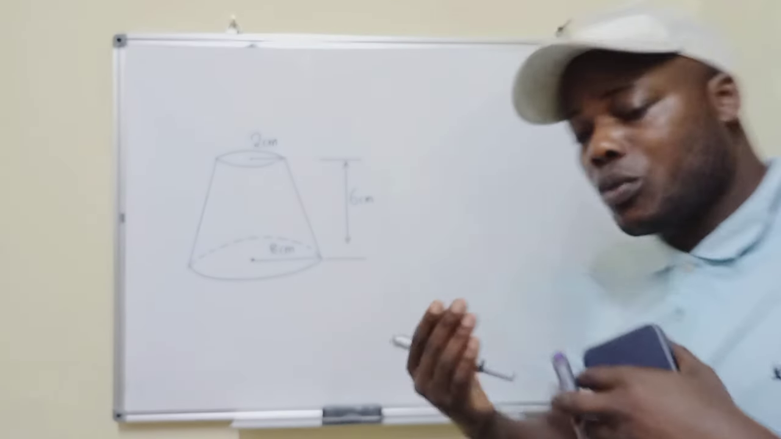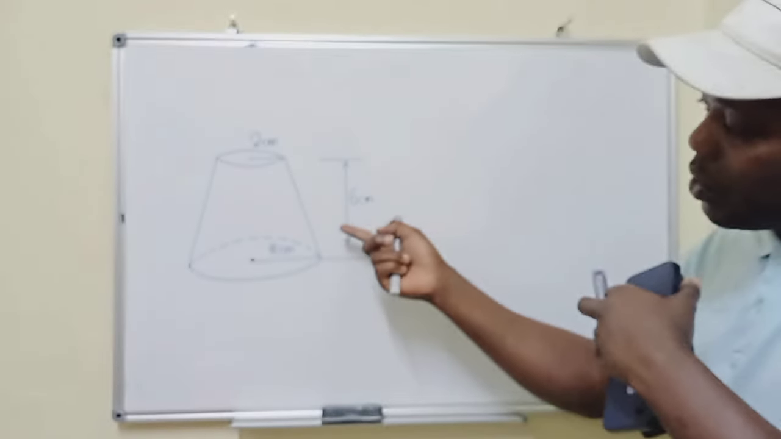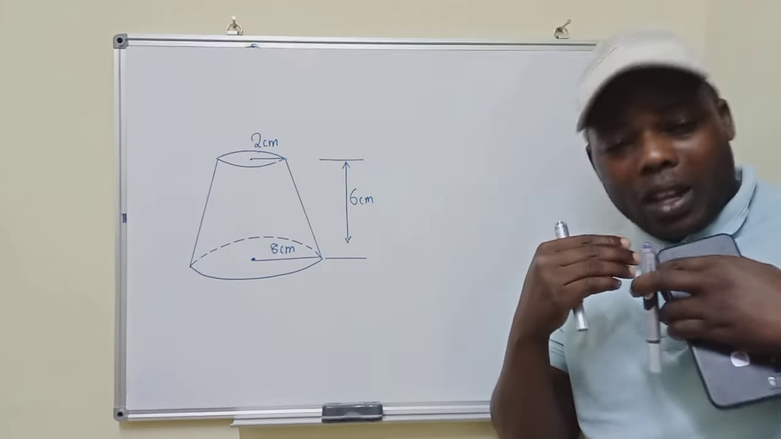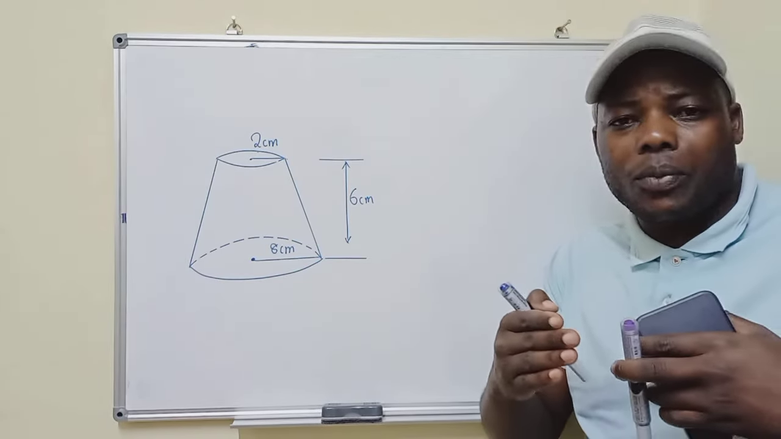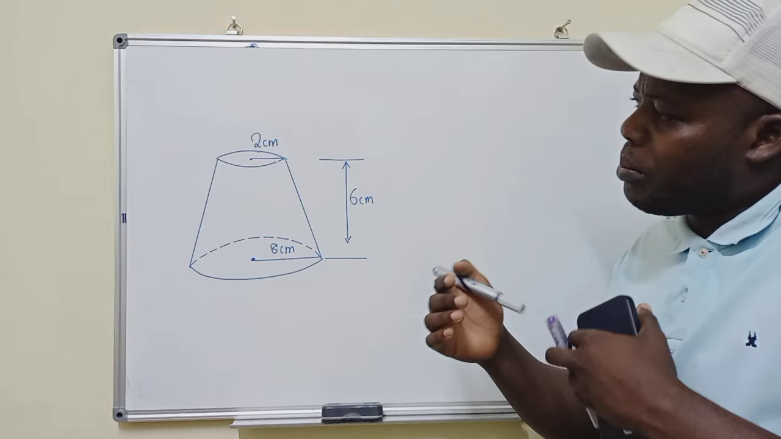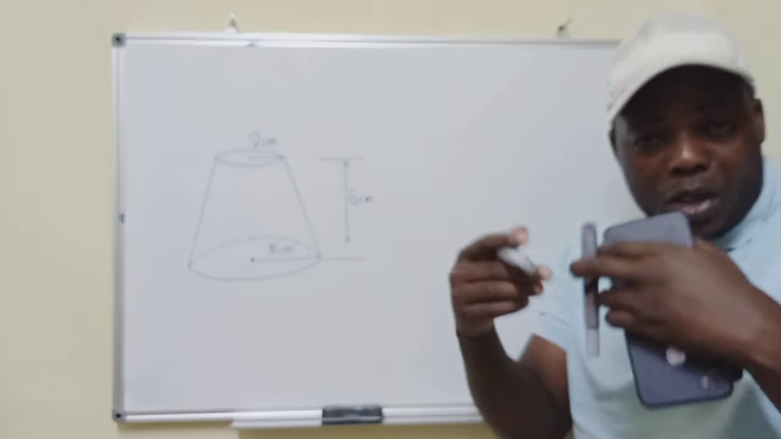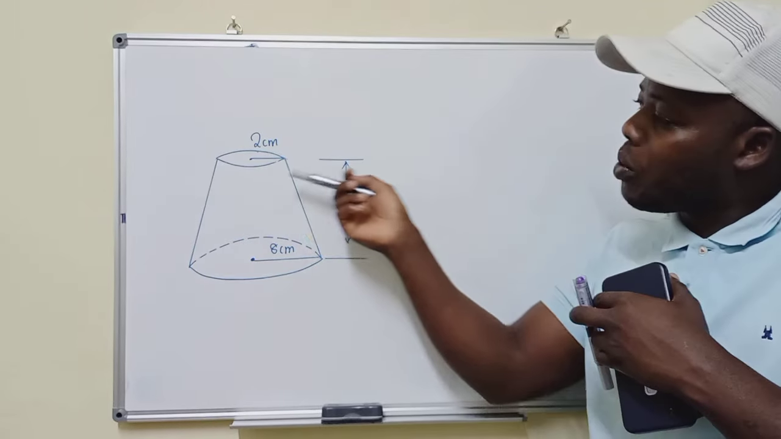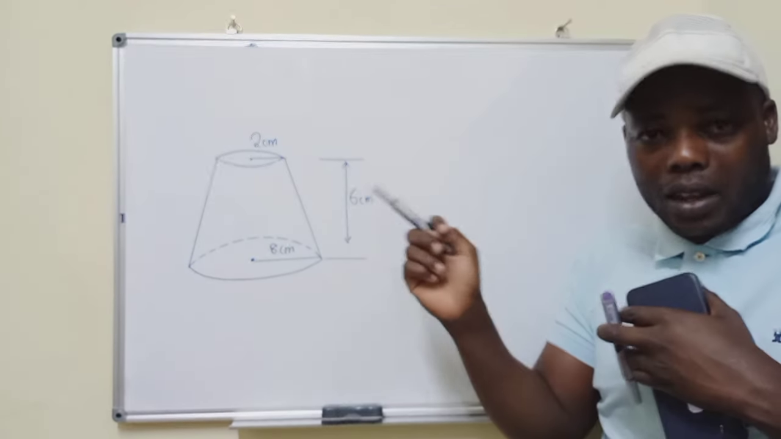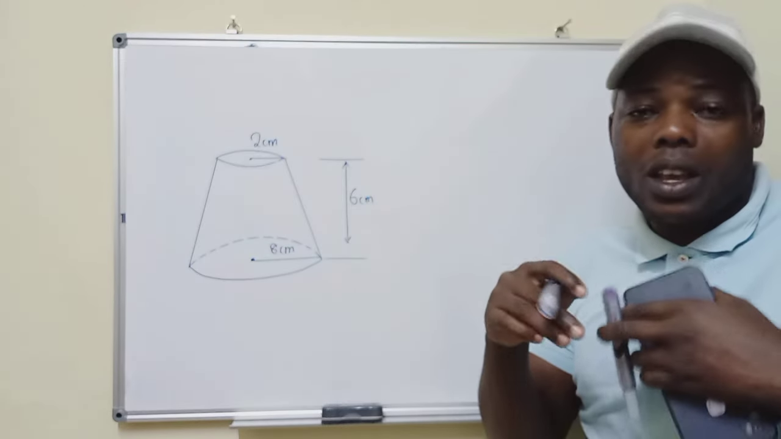So come with me, we check here, we've got this frustum. First, let's understand what it means when you talk about a frustum. What is a frustum? A frustum is just either a pyramid or a cone which has been cut. When you've got something like this, something that has been cut, just know that you're dealing with a frustum.